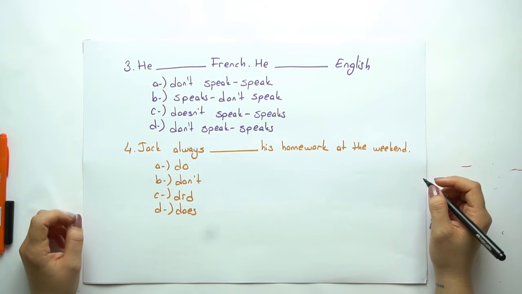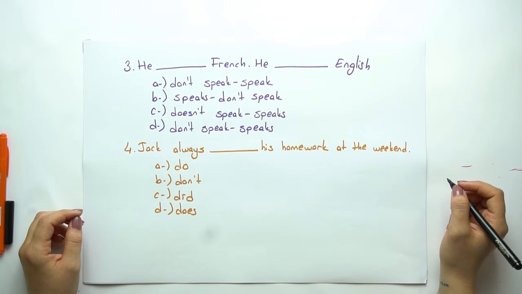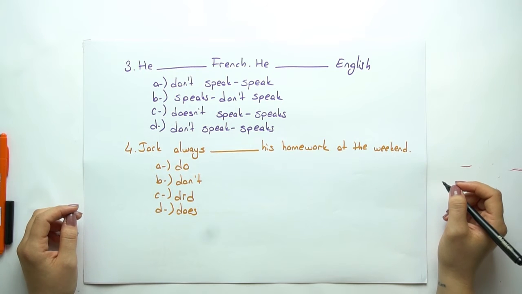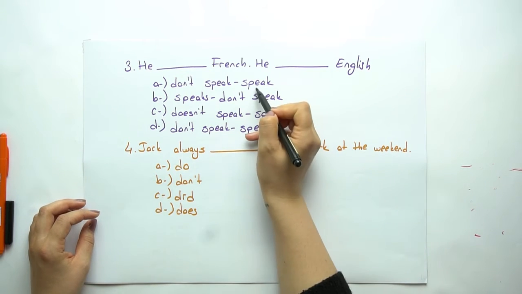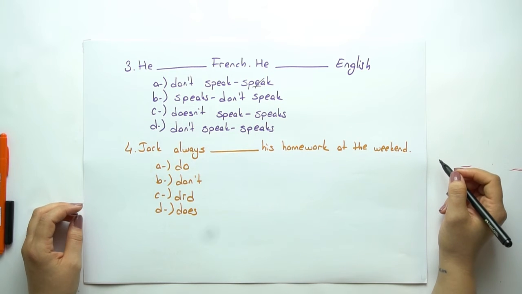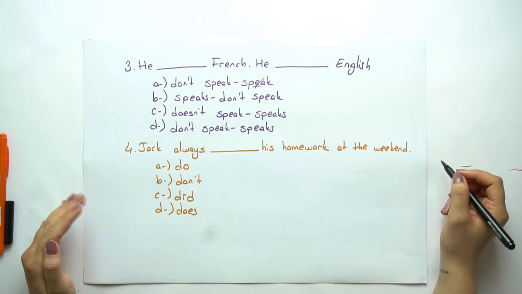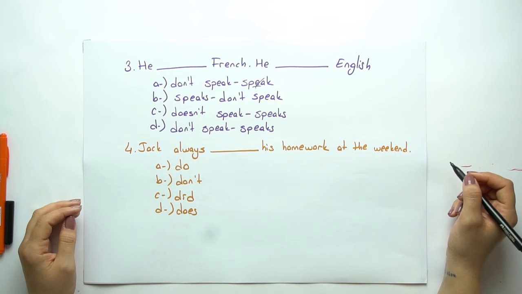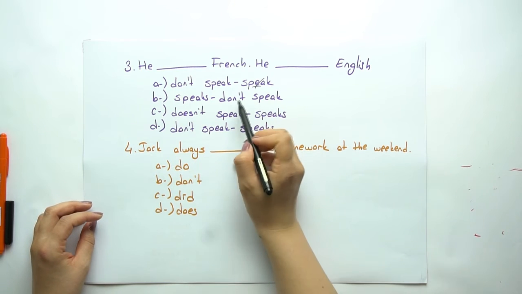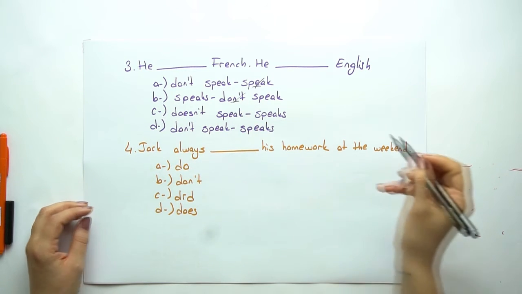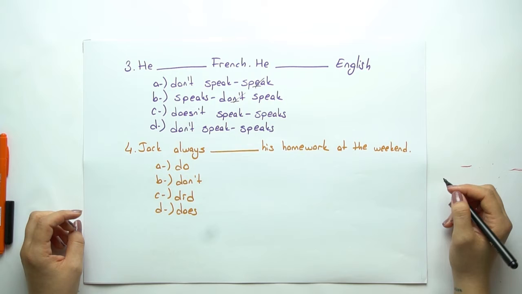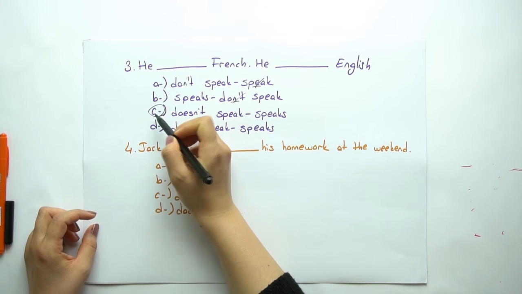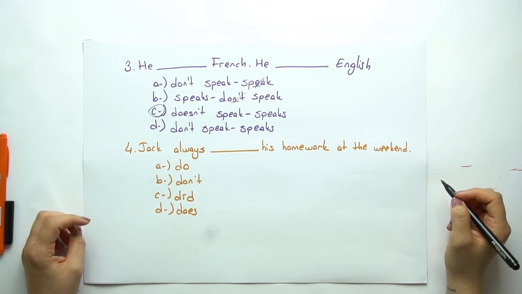Next one, he blah blah French and he blah blah English. Now, he don't speak or he speak. Can we say like this? Of course not. So A option is not correct. He speaks French. Okay, until this part it's true. But can we say he don't speak English? Of course not. So this is not our correct answer either. And let's have a look at C. He doesn't speak French and he speaks English. So it should be the correct one since we add s to the verb with he subject pronoun.